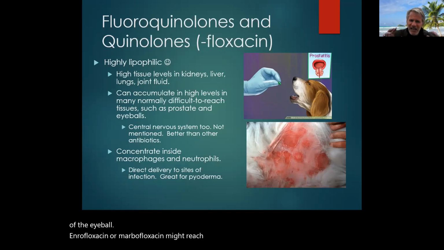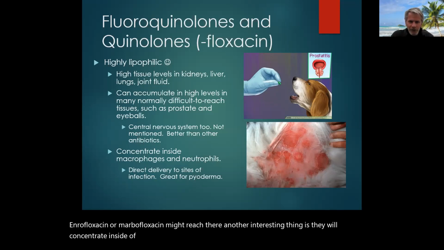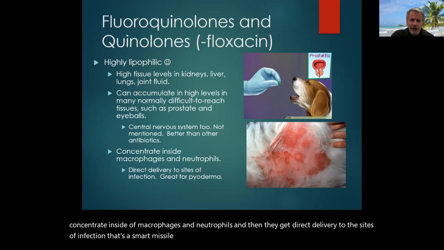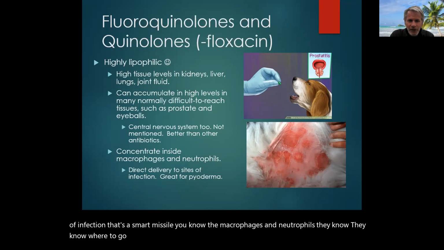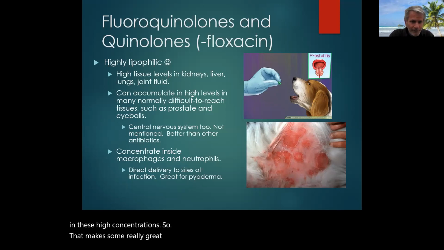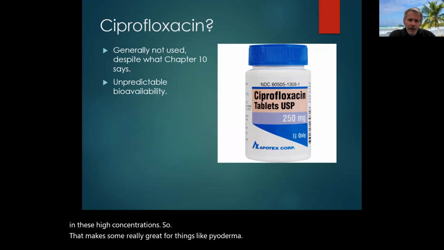Another interesting thing is they will concentrate inside of macrophages and neutrophils, and then they get direct delivery to the sites of infection. It's like a smart missile. The macrophages and neutrophils know where to go. They can detect inflammation, and the fluoroquinolones will kind of hitchhike in these high concentrations. So that makes them really great for things like pyoderma. And so that's basically it for the fluoroquinolones.